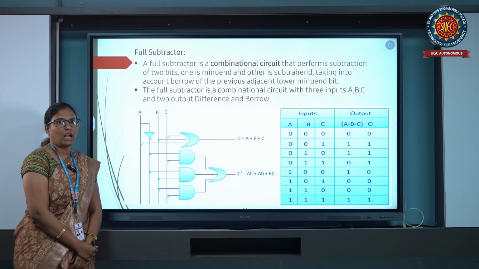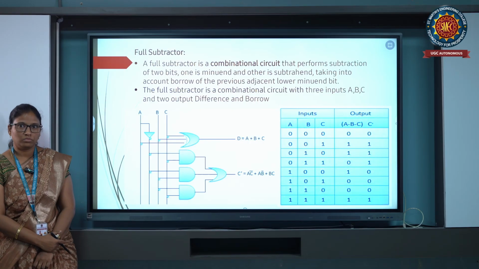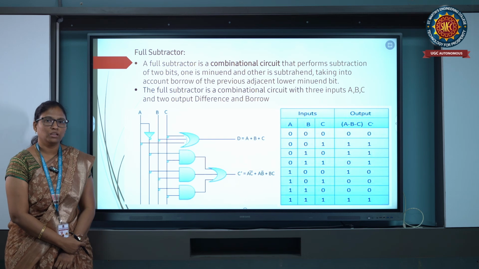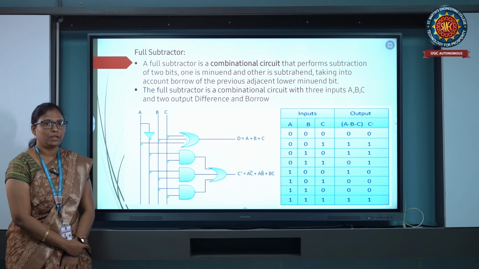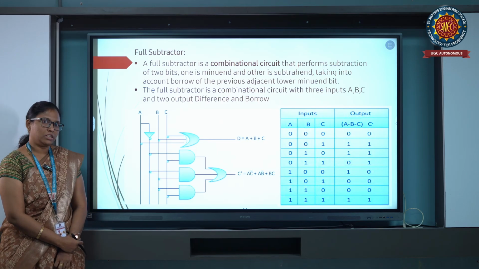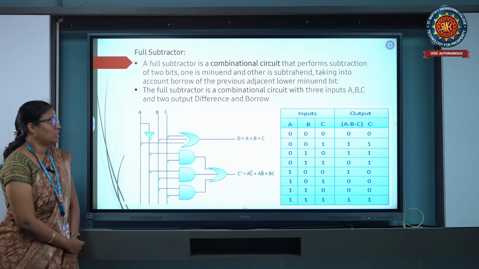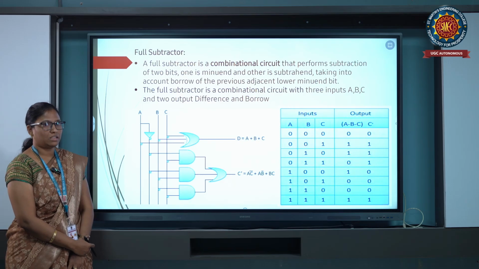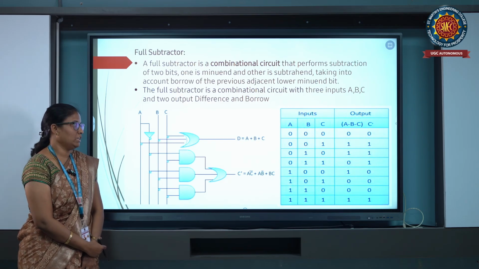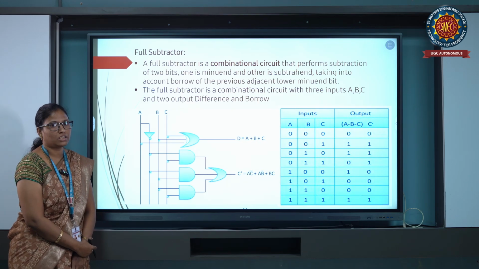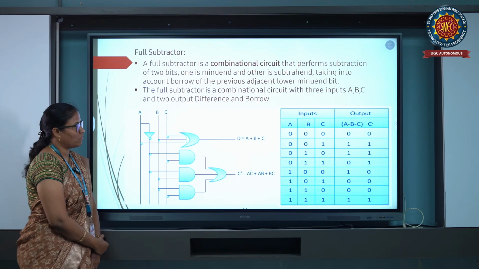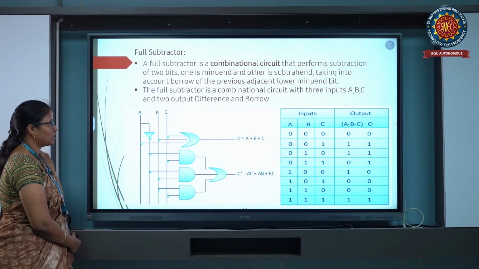Full subtractors are designed to subtract 3 input digits. Here the inputs are A, B and C, where C is nothing but the carry bit. The output we get is A minus B minus C, and the difference is nothing but A minus B minus C, and we have the borrow.